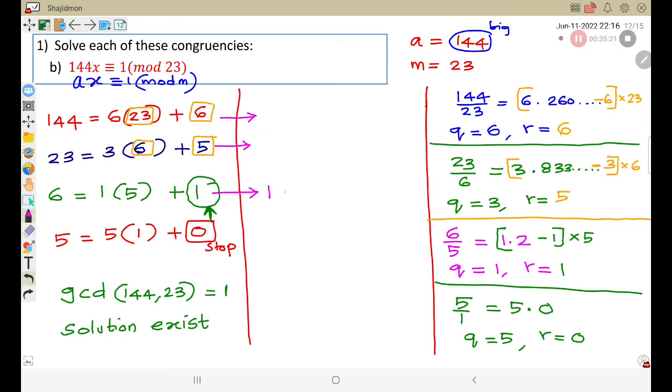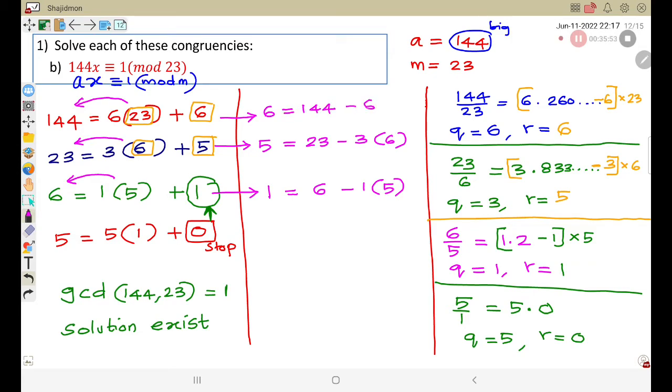So first, 1 equals 6 minus 1 multiply 5, correct? 1 multiply 5 taken to the other side. So 6 minus 1 multiply 5. Now from here we write 5 equals 23 minus 3 multiply 6, with 3 multiply 6 taken to the other side. Here also, 6 multiply 3 with 23 taken to the other side. So 6 equals 144 minus 6 multiply 23. Okay, so these three steps we have written in reverse order. Remainder we have written as remainder equal to, correct.